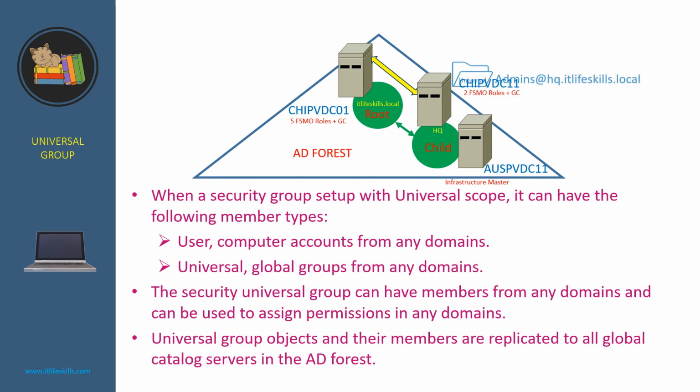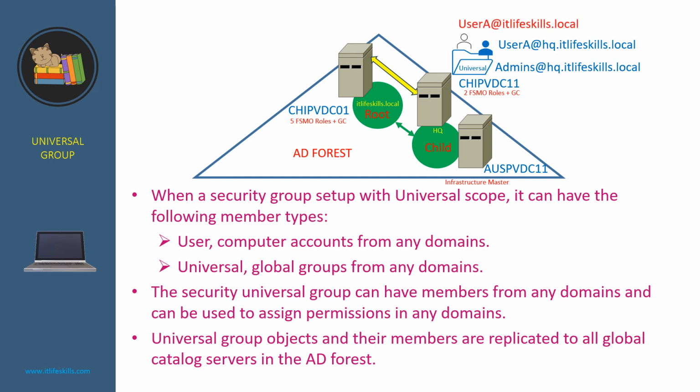Now we create a new security universal group named admins in the child domain hq.itlifeskills.local, and we add the user A from the same domain and also the user A in the root domain ITLifeSkills.local. Because the group scope is set to universal, it will be available in the root domain also. And now we can use the security universal admins group to assign permissions in the child domain and in the root domain.